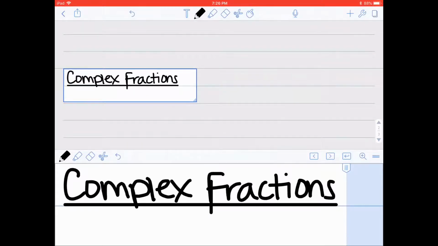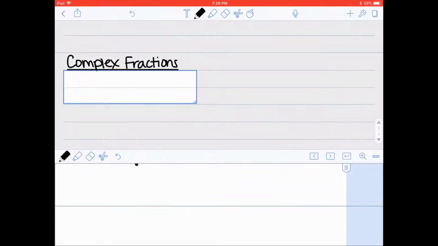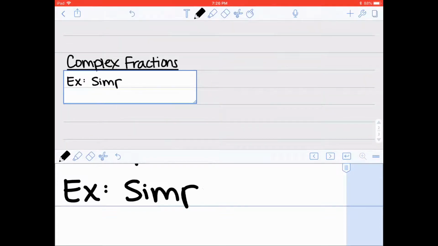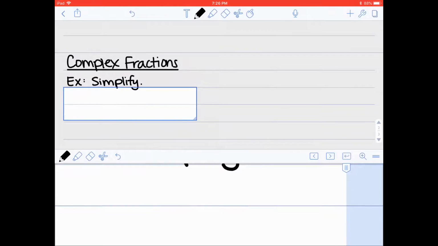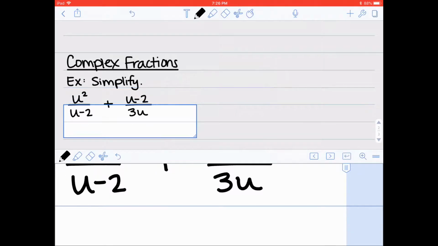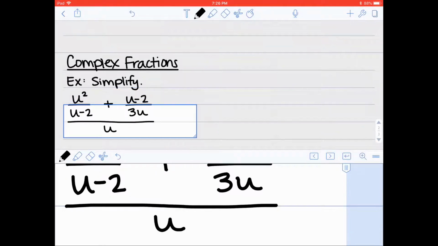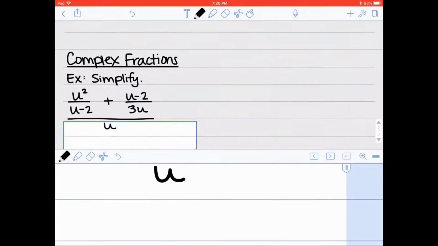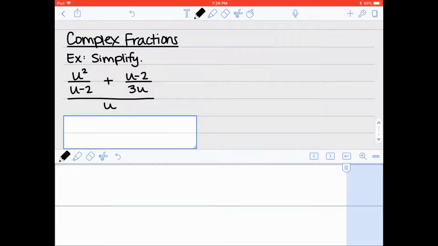Okay, we're going to start off with an example, just like with the other one, and the instructions are going to say simplify, because that's all we're doing for now. The example has u squared over u minus 2 plus u minus 2 over 3u, and all of that is being divided by u. So this is a complex fraction because the whole thing is a fraction, but it's got two different fractions on the top. So we've got fractions within fractions happening here.